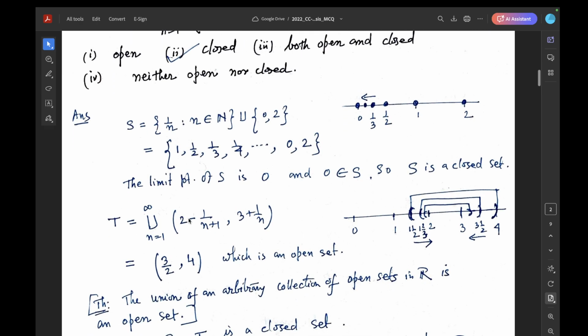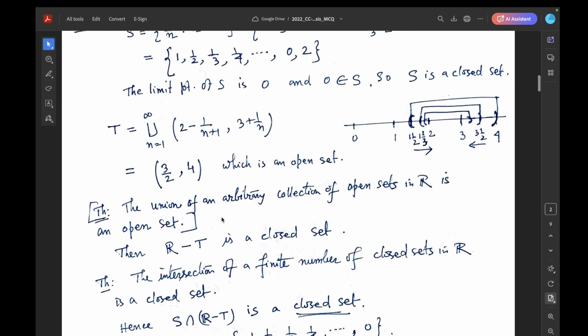And T is the set of these type elements, the infinite union of the intervals (2 minus 1 by n plus 1, 3 plus 1 by n). When n equal to 1, 2 minus a half, that is 1 and a half, and 3 plus 1, that is 4. So this is the first member, T1 say, the open interval up to 4. And for n equal to 2, this is 1 and 2 by 3 to 3 and a half. This is T2.